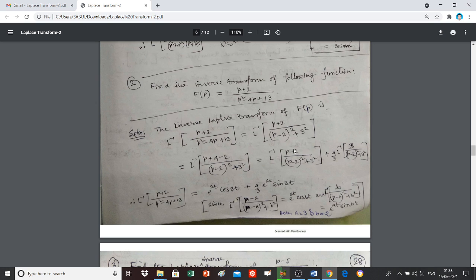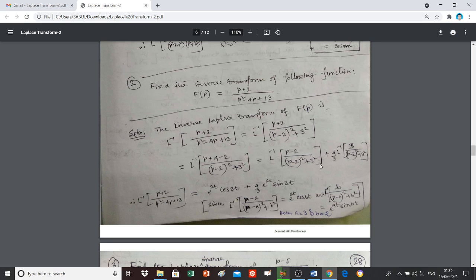But since it is p minus 2 here, e to the power 2t will be there, because we know that L inverse of (p−a)/((p−a)²+b²) is equal to e^(at) cos bt. Okay, you know this, and therefore this will provide you e^(2t) cos 3t.